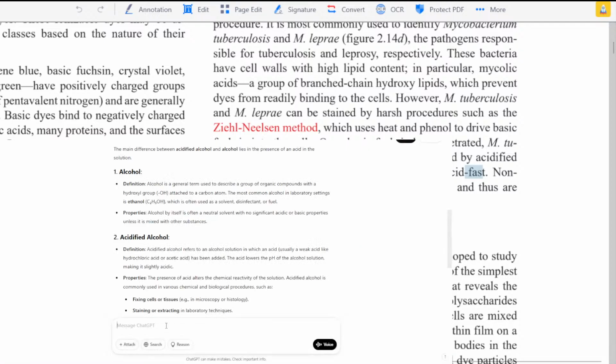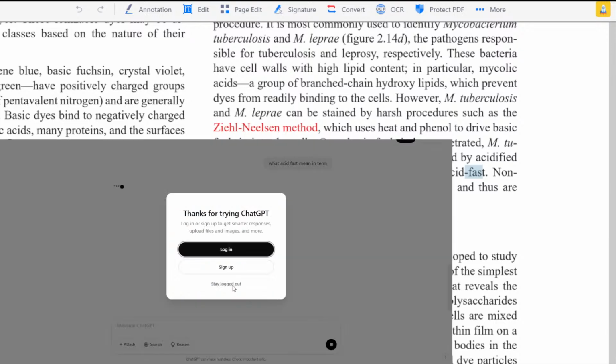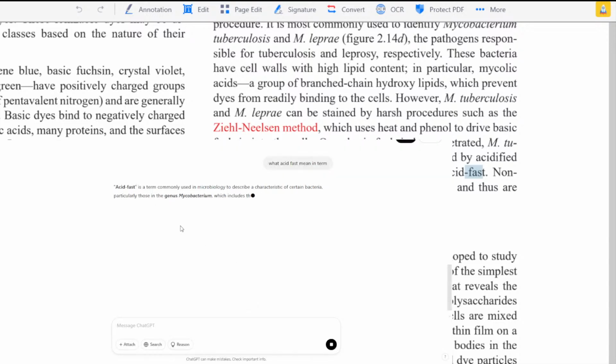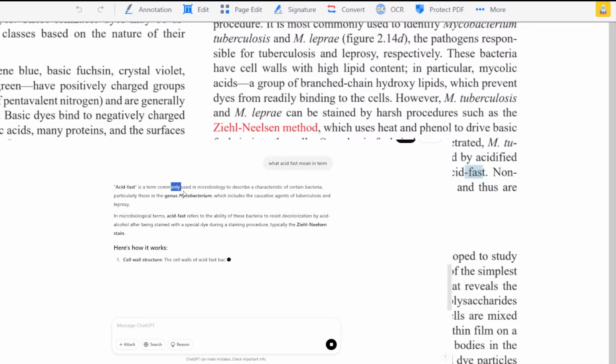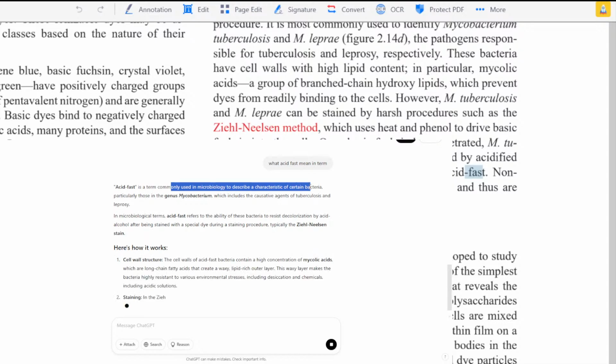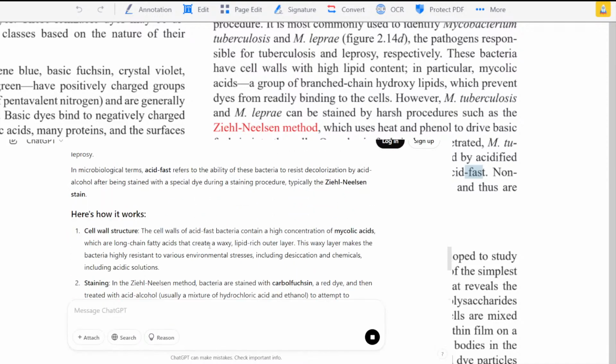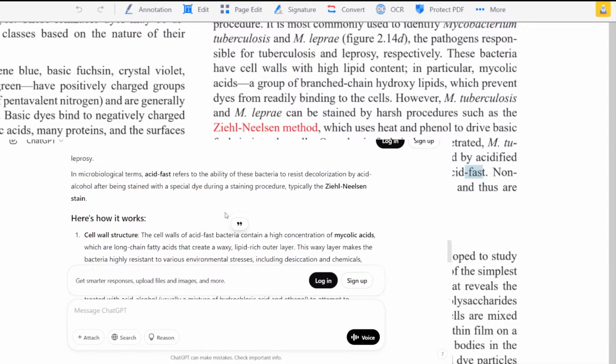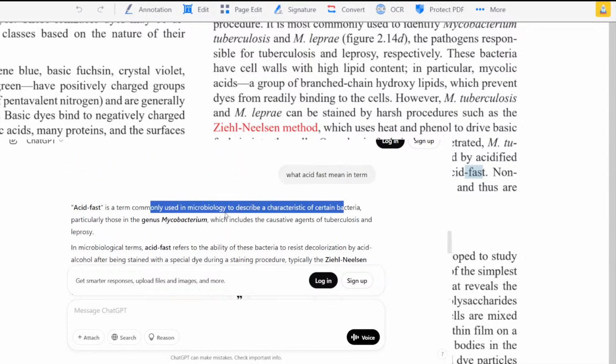Wait, I know what acid fast means, but I need to be more concise about it. Excuse me. Characteristic of a certain bacteria. Wait, don't tell me we use acid fast just for the Mycobacterium. This is ridiculous. We made a whole technique for just a single type of Mycobacterium.